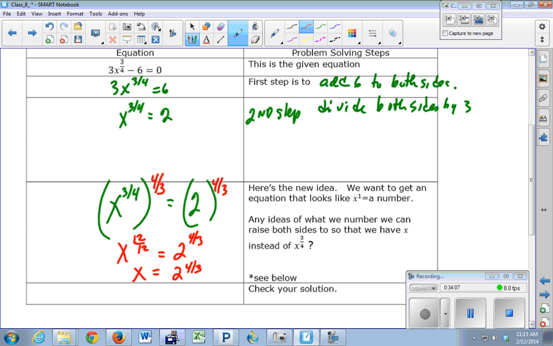2 to the 4/3 power. You can't simplify it because you can't simplify the cube root of 2. It's an irrational number. So that's your answer, 2 to the 4/3. Or you could say the cube root of 16. Either one. You could do this if you want. Cube root of 16. They both say the same thing.